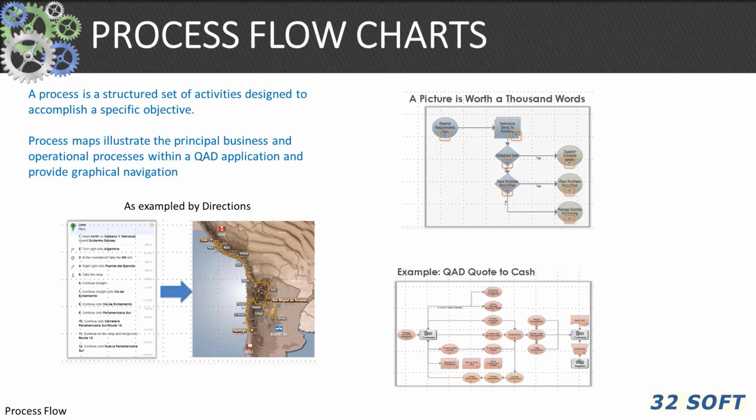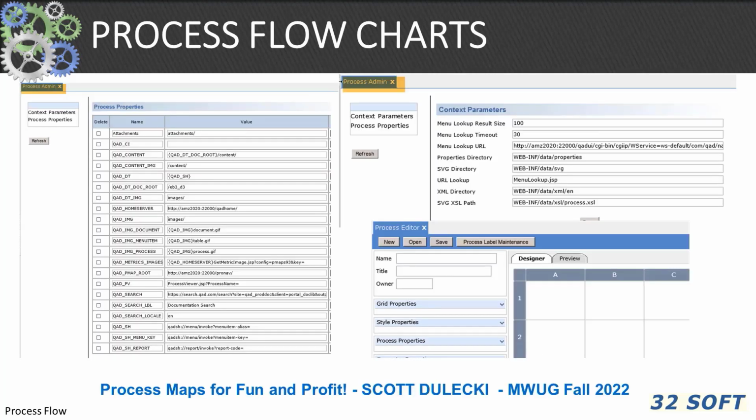A process is a structured set of activities designed to accomplish a specific objective, kind of a global schema. Process maps in QAD can be used to illustrate and document principal business processes or operational processes within the QAD application. They can also provide graphical navigation to required functionality for the process flow. I would refer you to Scott Delecke's paper from last year's Fall MUG conference on process mapping.